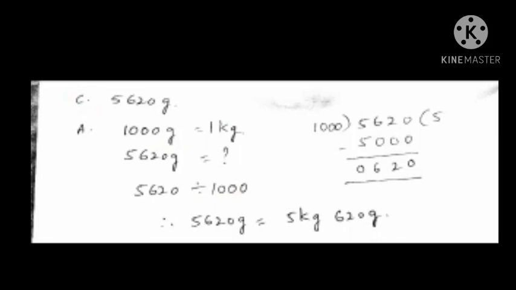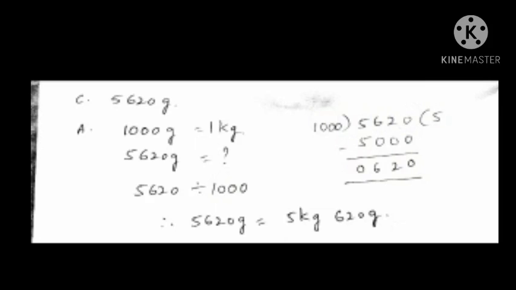C sum. 5620 grams we have to convert into kilograms and grams. 1000 grams is equal to 1 kilogram. 5620 grams is equal to how much? 5620 divided by 1000 we have to do. Do the division here.